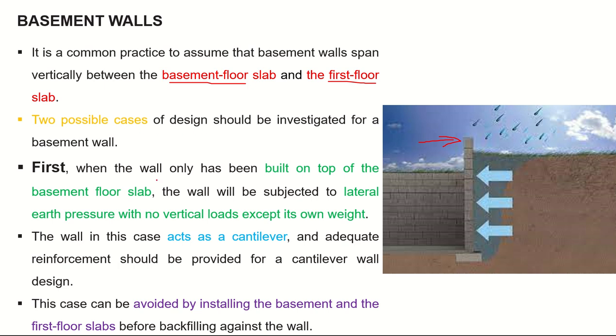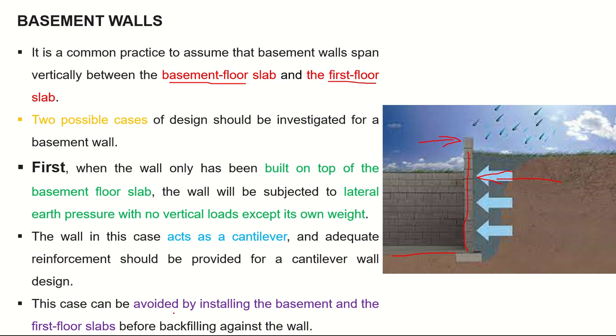The first one is when the wall only has been built on top of the basement floor slab. This is the basement floor slab, and you have built this basement wall, and the wall will be subjected to lateral earth pressure with no vertical loads except its own weight. It is resisting purely the lateral load. The wall in this case acts as a cantilever just like a retaining wall, and adequate reinforcement should be provided for a cantilever wall design just like in our previous video.